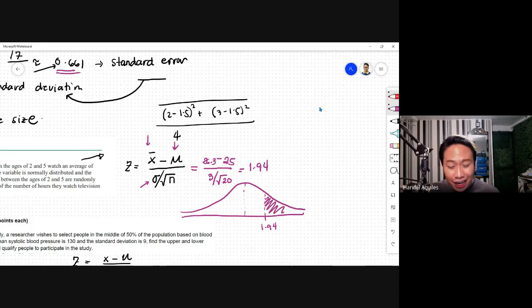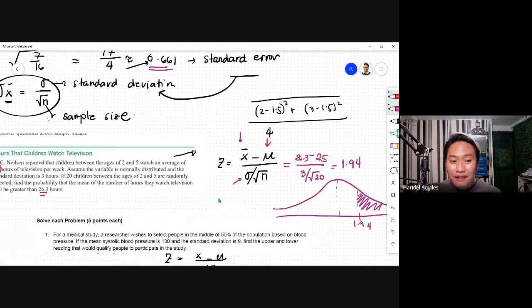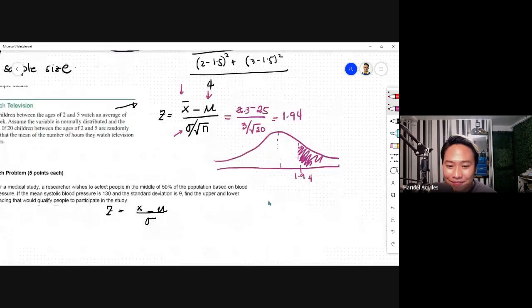The right side. Why the right side, guys? It is because we are finding the probability that the mean number of hours they watch television is greater than 26.3. That's why I should be considering the area to the right of 1.94. And the process of solving the area is the same as what we did in the previous examples. Okay?